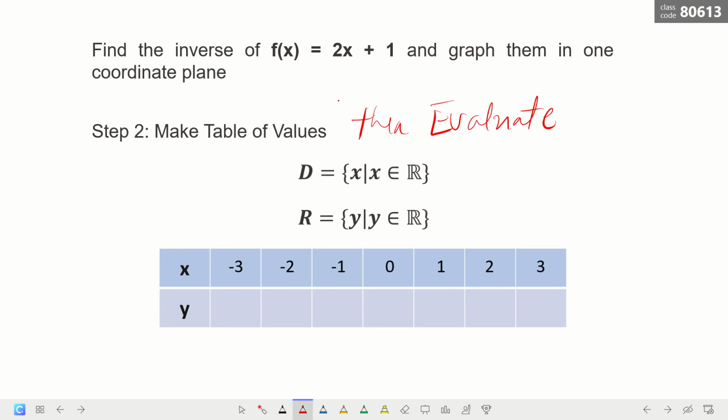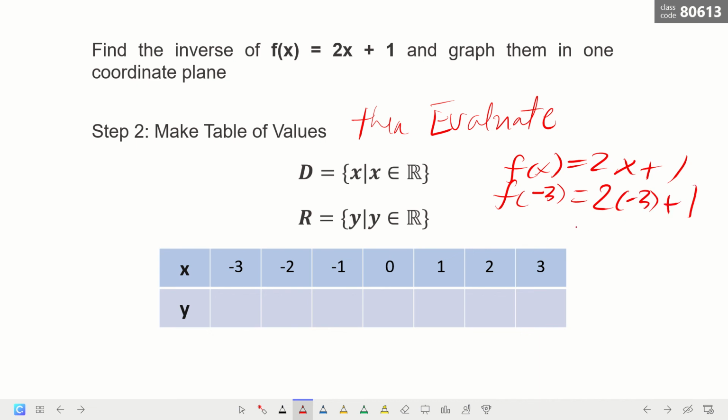Negative 3, negative 2, negative 1, 0, 1, 2, and 3. So, kung papalitan natin si f of x is equal to 2x plus 1, evaluate natin siya at f of negative 3. So, 2 times negative 3 plus 1 is equal to negative 6 plus 1 is equal to negative 5. Yun ang value ng y. And then, do the same for all the values. Evaluate nyo. So, make a table of values. Mamili kayo ng anong values ang ilalagay nyo as value of x.